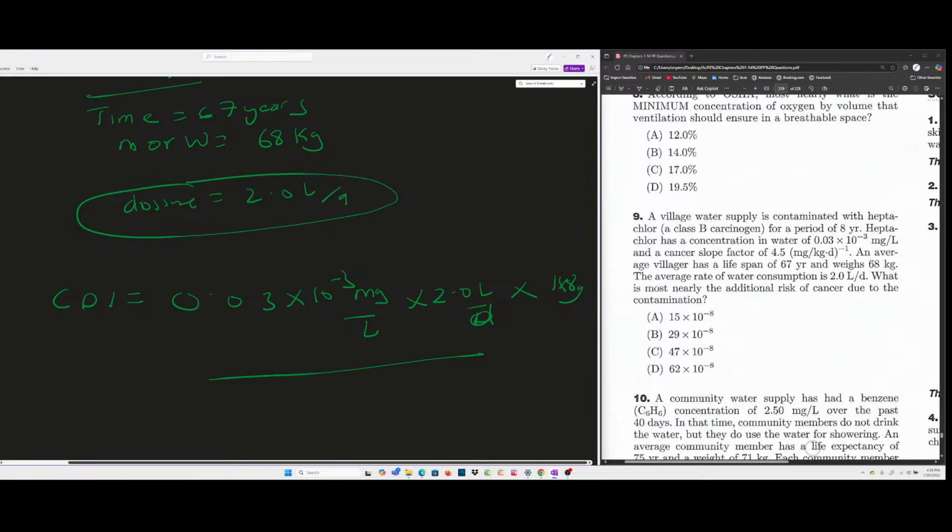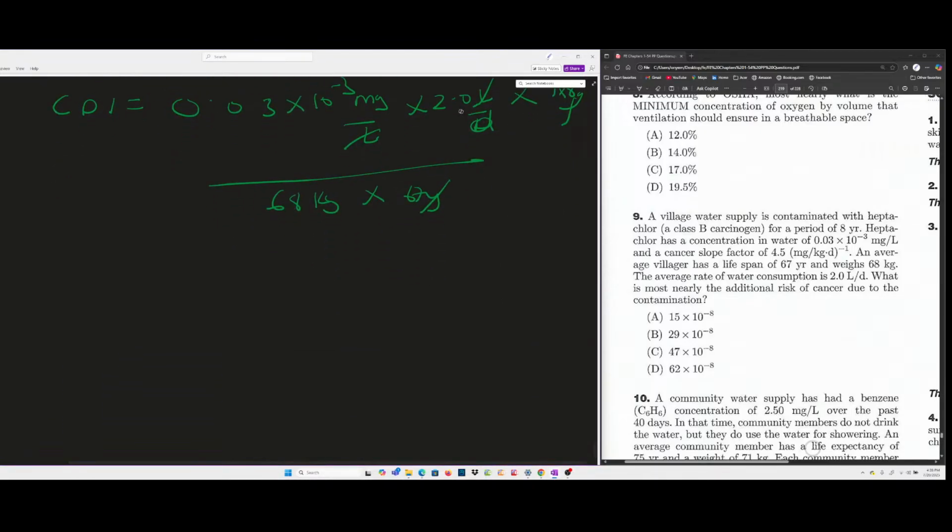So we're going to divide this by 68 kilograms by 67 years. So this cancels this. Our CDI is left at 10.54 times 10 raised to the power negative 8 milligrams per kilogram per day. So we have our CDI.